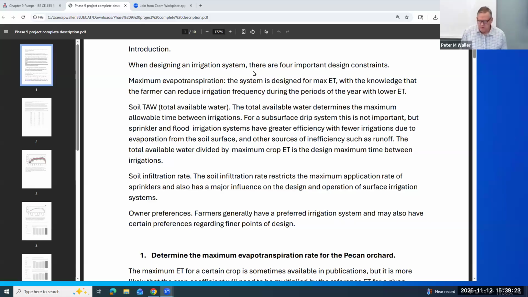So when you design an irrigation system, there's 4 important design constraints. First, you have to calculate the maximum evapotranspiration. So the system is designed to meet the needs of the crop at the worst time of year, which is the maximum ET time of year. And then the rest of the year, the farmer won't need to use it quite as much, but the design needs to be just for the maximum ET, which kind of makes it much easier to design because you're only designing for one point.